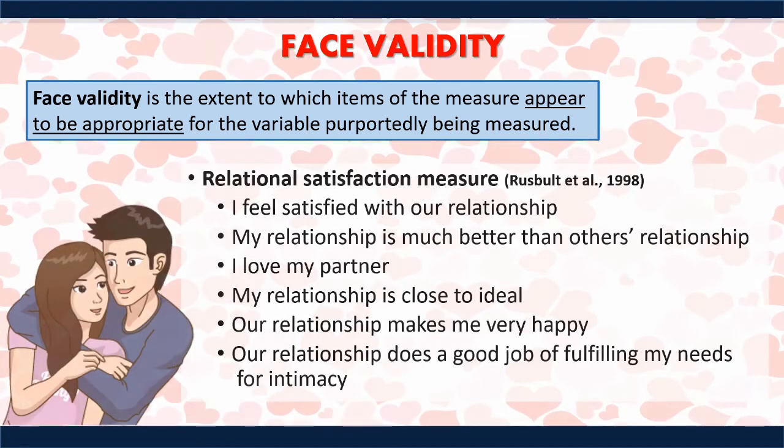Consider the following measure of relational satisfaction created by Carol Rusbolt and her colleagues. She believes that relational satisfaction is indicated by the belief that individuals love their partner, feel the relationship is better than others, is close to ideal, and fulfills certain intimacy needs, among other things. If you as the researcher look at these items and say, yeah, that's pretty much what relational satisfaction is, then you would adopt the measure wholesale in your study. And I'll tell you that given the generally high face validity of Rusbolt's relational satisfaction measure, it's used quite a bit.